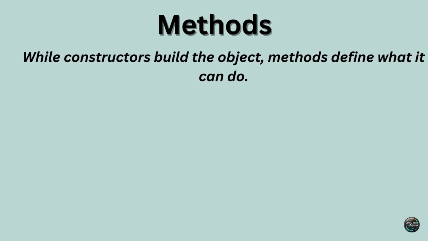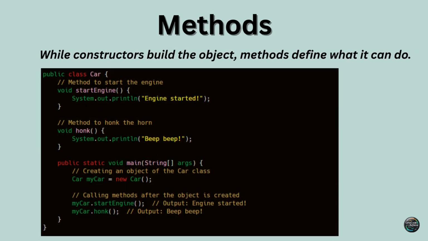Now let's talk about methods. While constructors build the object, methods define what it can do. Continuing with our car example, these are methods. You call them after the object is created, like start engine and honk. In short, methods have a name, a return type, and can take parameters. They define behaviors or actions. You can call them anytime after object creation. Think of them as the verbs in your class, actions your object can perform.